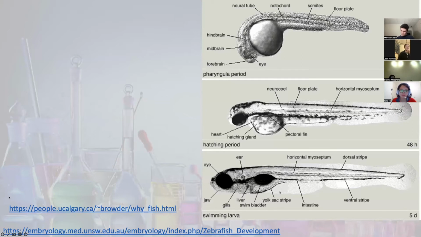And then 5 days, which is a day or two before we start to see them in class, right? So at this point, we can see the eye structure more clearly. If you look closely, you can see the jaw, gills, liver, ear, the swim bladder, which some of you guys chose to quantify information about, yolk sac stripe, horizontal myoseptum, intestines, ventral stripe, and dorsal stripe, right? So some basic zebrafish anatomy if you guys haven't come across it before.